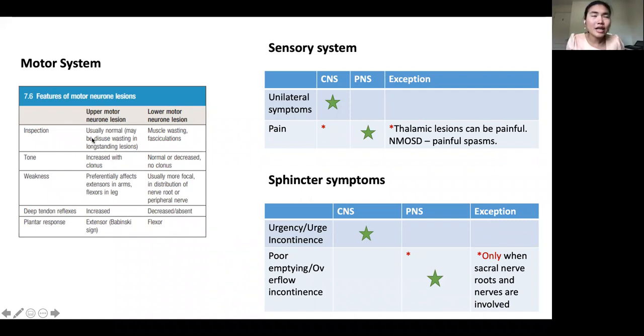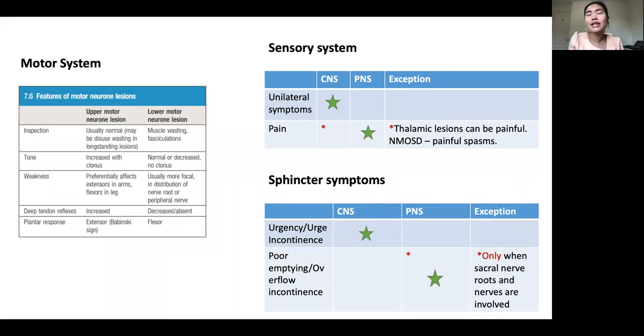We all know that in upper motor neuron lesion, everything is going to be increased: tone is increased, deep tendon reflexes are increased, plantar response is going to be upgoing. And in lower motor neuron lesion, everything is going to be decreased, except muscle fasciculation. So you're going to see an additional feature in lower motor neuron lesion, that's fasciculation, okay? That's a rule of thumb. There are also some exceptions, but I'm not going to talk about that.